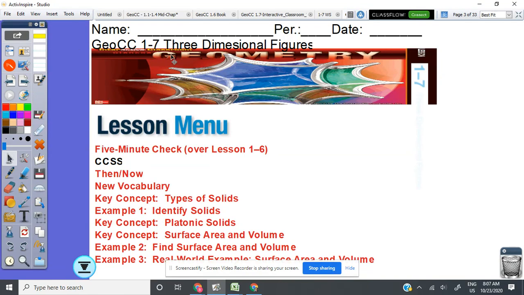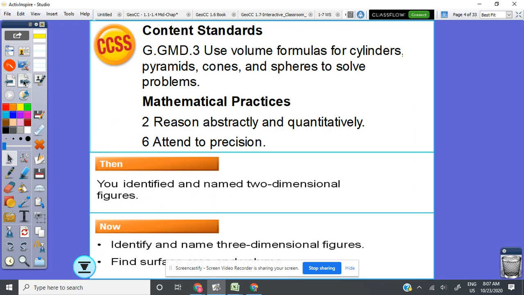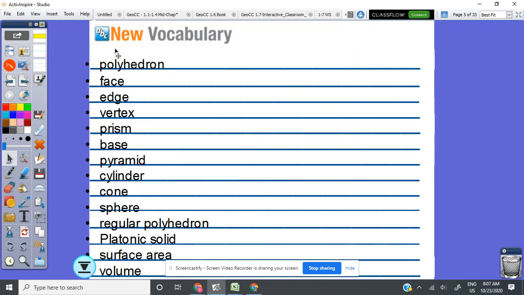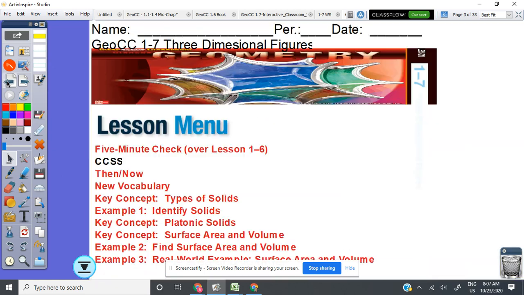Okay, so now we're on 1-7, three-dimensional figures. A lot harder than two-dimensional figures as far as the formulas go. We did the 5-minute check. There's a lot of new vocabulary. That's what I gave you guys yesterday to pretty much do. As you can see, a lot of vocabulary. We'll go over it all today, or most of it.